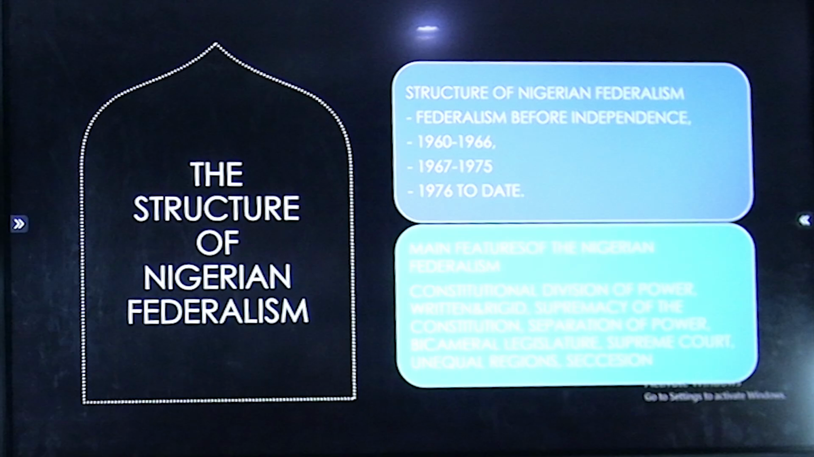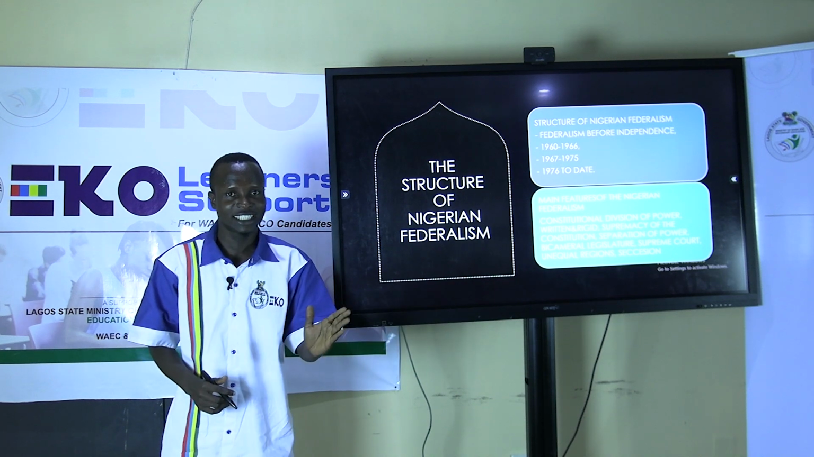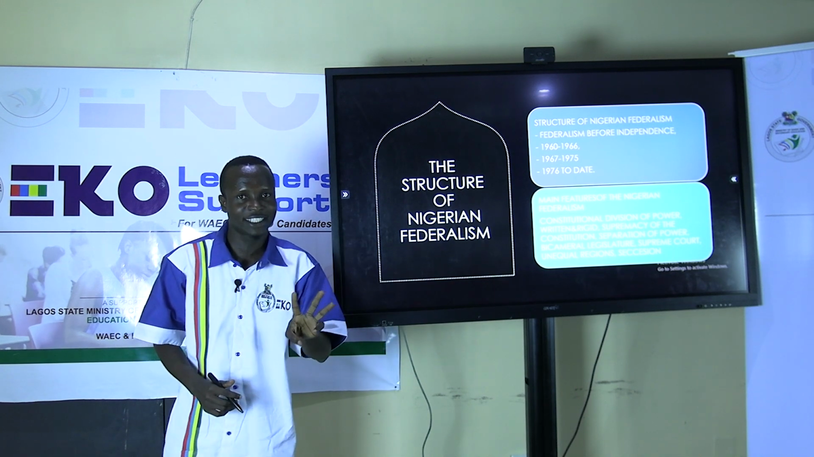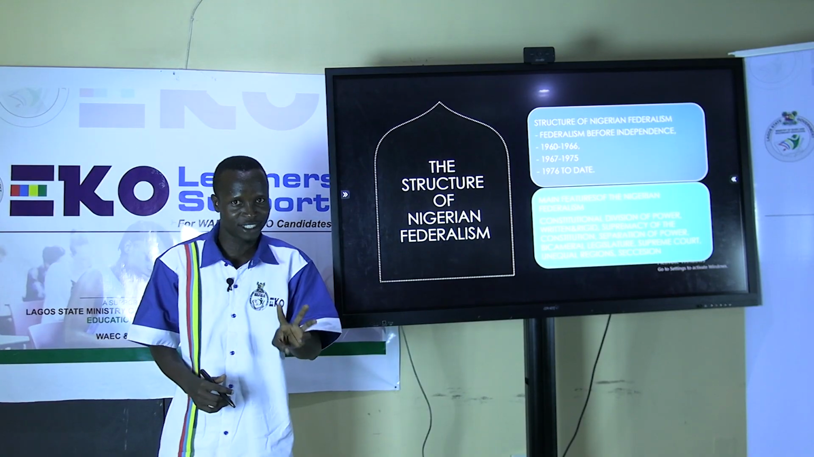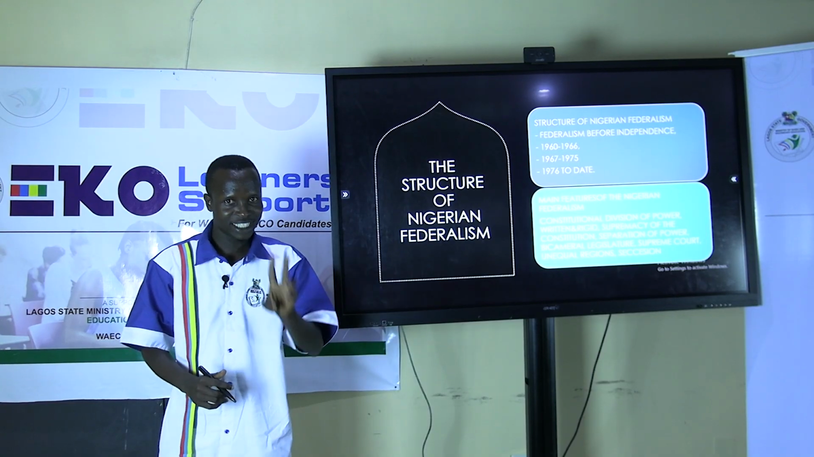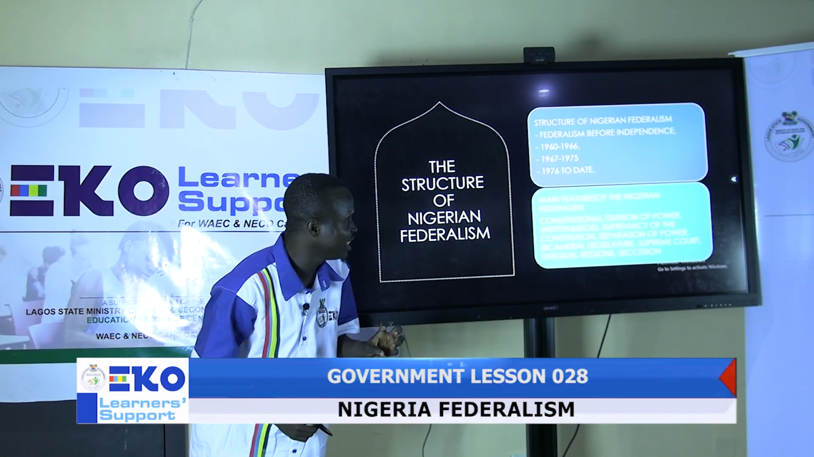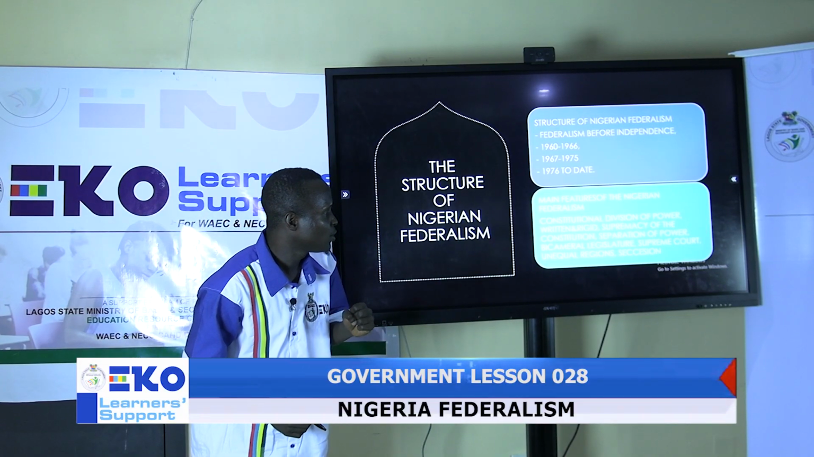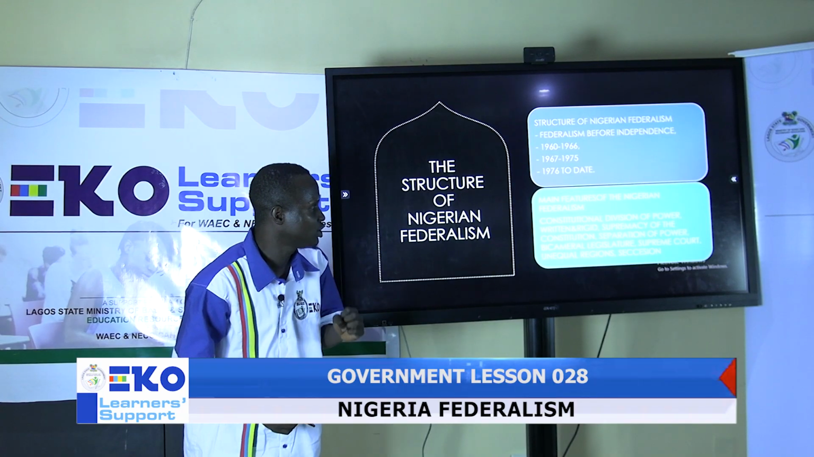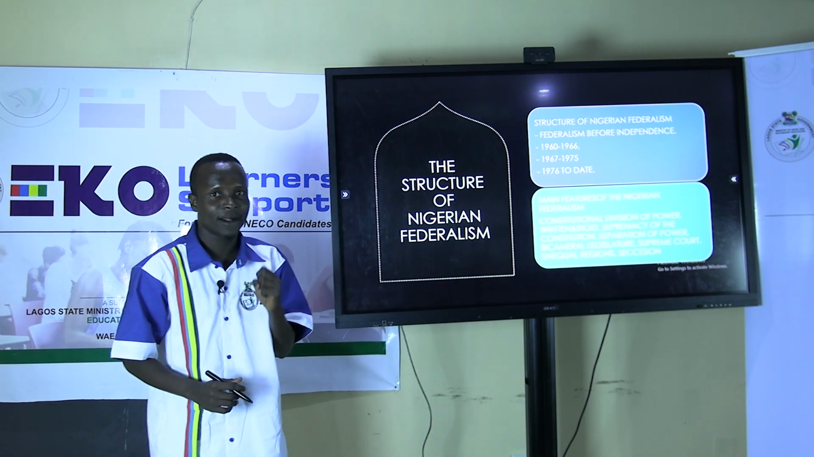Main features of Nigeria federalism. 1. Constitutional division of power. In a federal state, there is always constitutional division of power. Power is always divided among the 3 tiers or 3 types of government, which are federal government, state government, and local government. 2. Written and rigid constitution, supremacy of the constitution, separation of power.